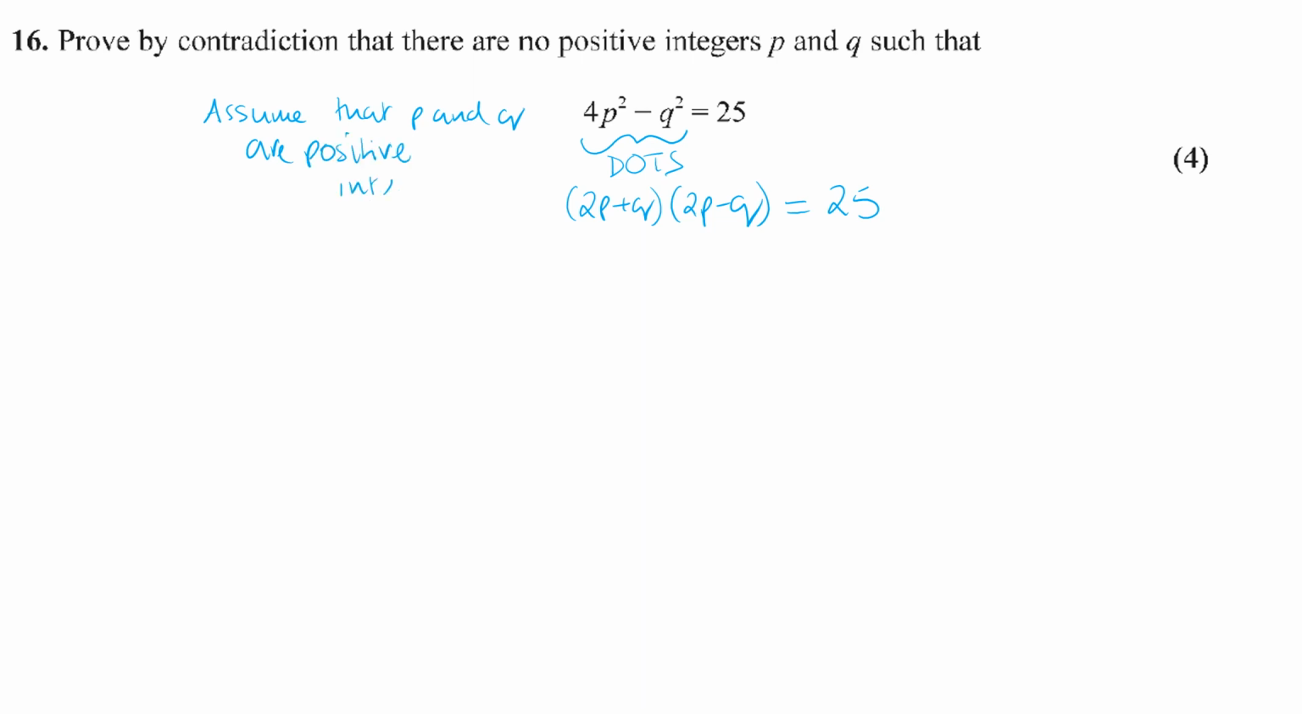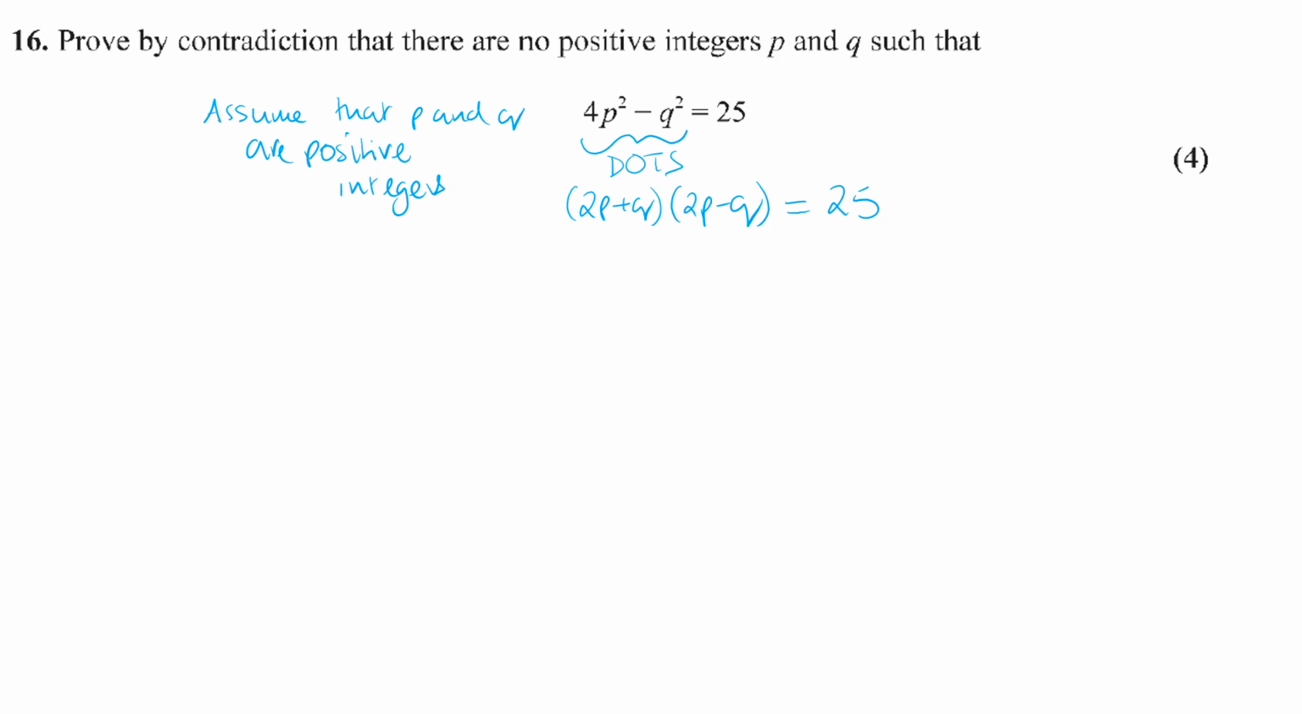Now we don't know what they are, but if they are positive integers, if we double p and add q, that's still going to be a positive integer. If we double p and minus q, we don't know it's going to be positive, but it's definitely going to be an integer. So if the first one's positive, the second one would have to be positive, because two positives will make 25. If the second one was negative, we're not going to get plus 25.